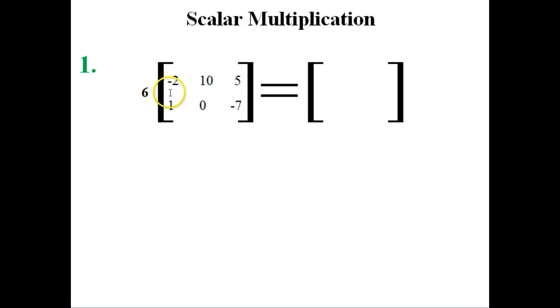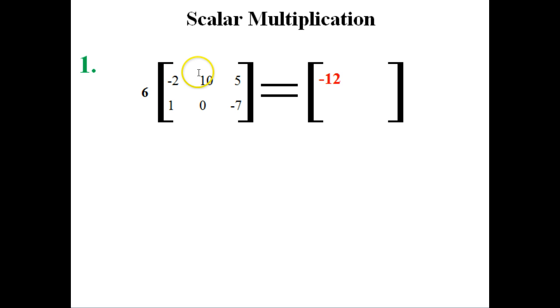So I'm going to go 6 times negative 2, and it's multiplication. This is 6 times this whole quantity. So 6 times negative 2 would give me negative 12. Now this negative 2 is found in the upper left-hand corner, so I'm going to write my answer in the upper left-hand corner. 6 times negative 2 gives me negative 12, and I'll write it right there.